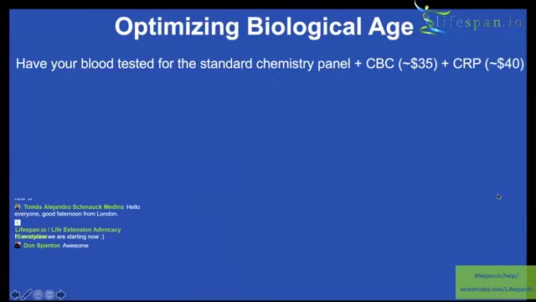So optimizing biological age, how do you do it? You just go to your doctor and get the standard chemistry panel, which is commonly performed at the yearly physical, plus the CBC, the standard blood count, which includes white blood cells, red blood cells, hemoglobin, and their differentials. Then you would have to ask for C-reactive protein. The combination of those two costs $75 to $80, at least in the US. It may be different in other countries. It's relatively cheap compared to other measures of biological age, including the epigenetic clock.